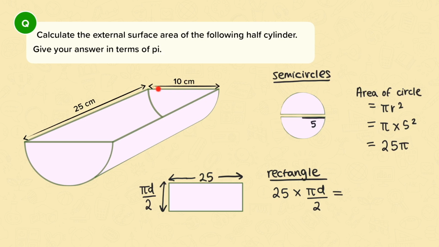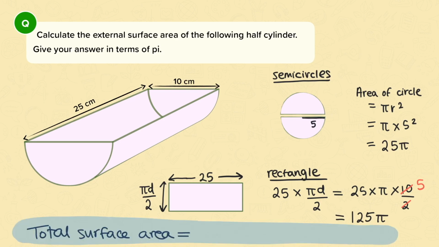Now we know the diameter is 10 centimeters, so I'm going to substitute that for d, and I'm going to get 25 times pi times 10 divided by 2. So 10 divided by 2 is going to be 5. So I've got 25 times 5, which is 125, times pi. So the final thing we need to do is add together the different parts of the surface area. So we've got the semicircular part added to the rectangular part, giving us a total surface area of 150 pi centimeters squared.